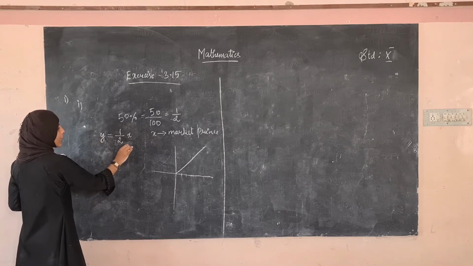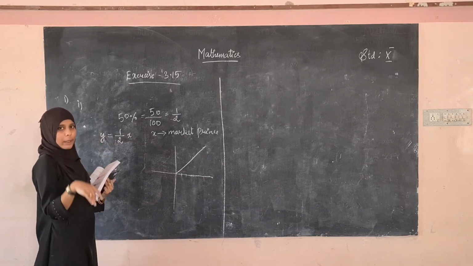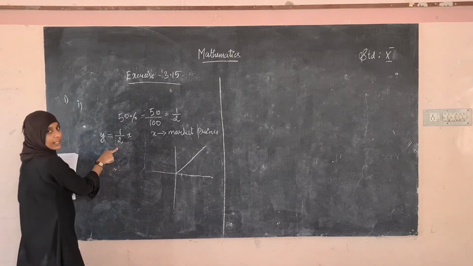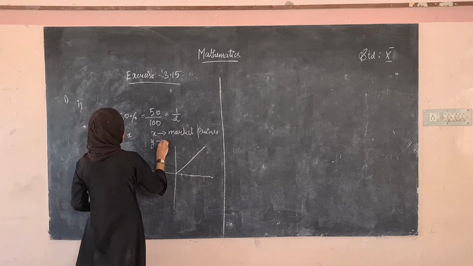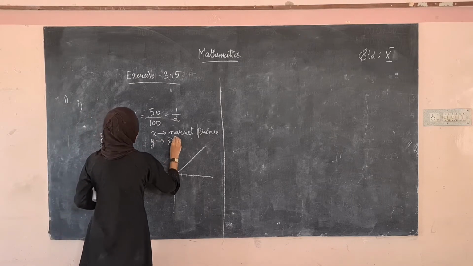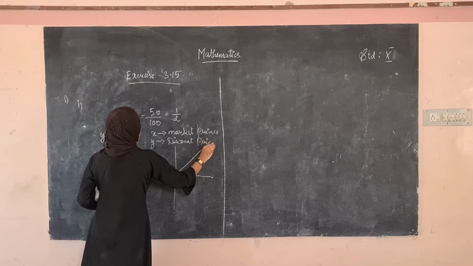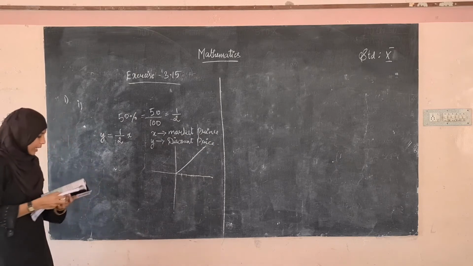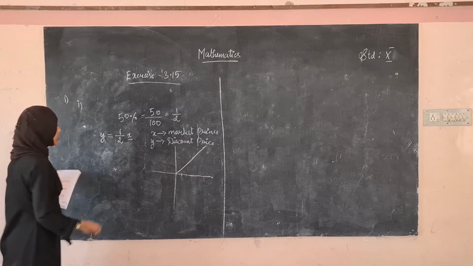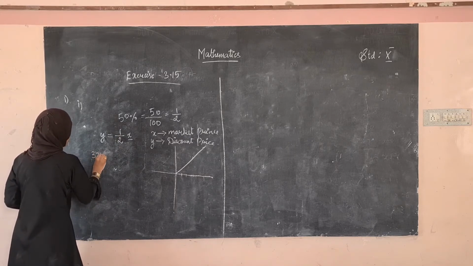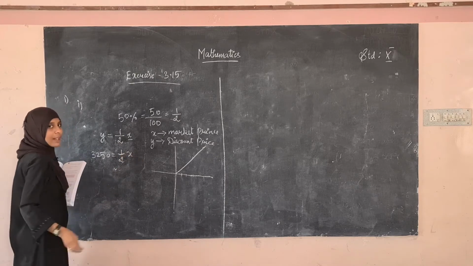So y is equal to k into x. k is the constant of variation. Everything is multiplied by 1 by 2, right? So the constant of variation here is 1 by 2. x is the market price and y is the discount price of everything. Now what they have asked is, we have to find the market price. So if the discount is 3250, 3250 is equal to 1 by 2 into x. We have to find the value of x.